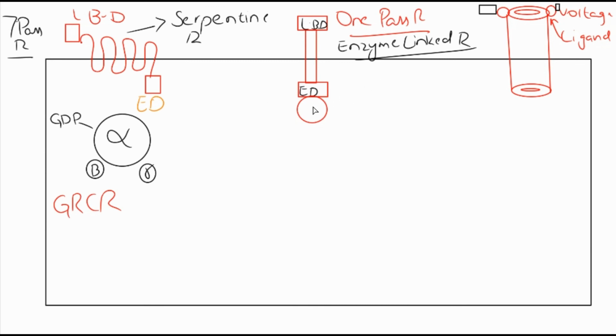This is all from this video. In the next video, we will discuss the G protein coupled receptors in detail.